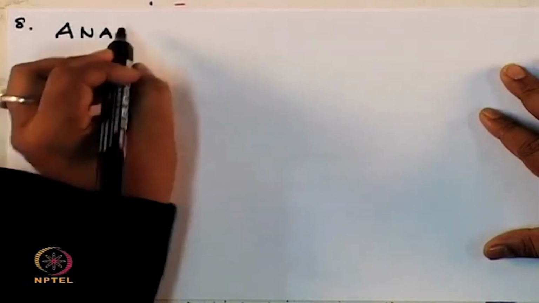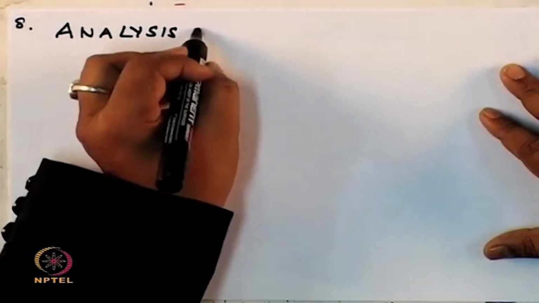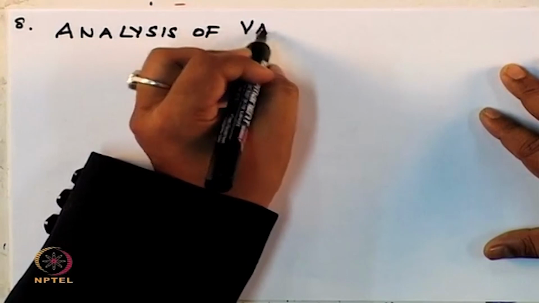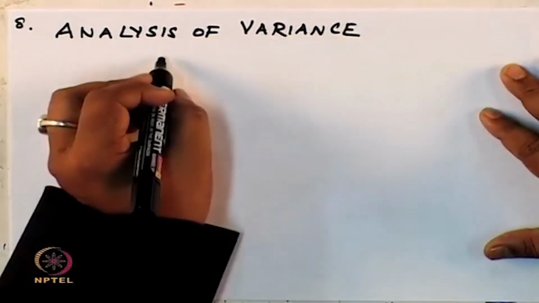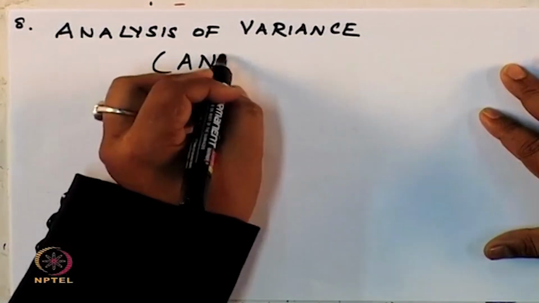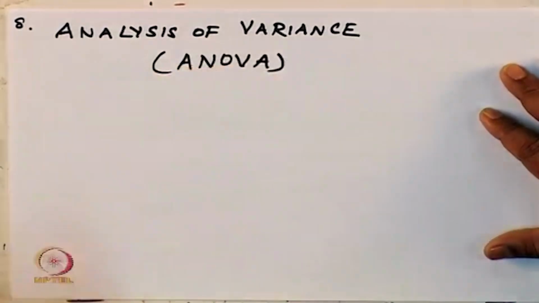Okay. So, that brings us to the end of our discussion on t test and f test for difference of population means and population variance. What we will initiate now is our discussion on a very important aspect of statistics called analysis of variance, or in short, it is referred to as ANOVA.